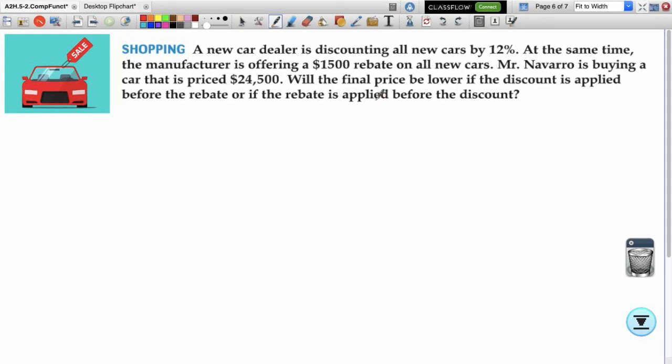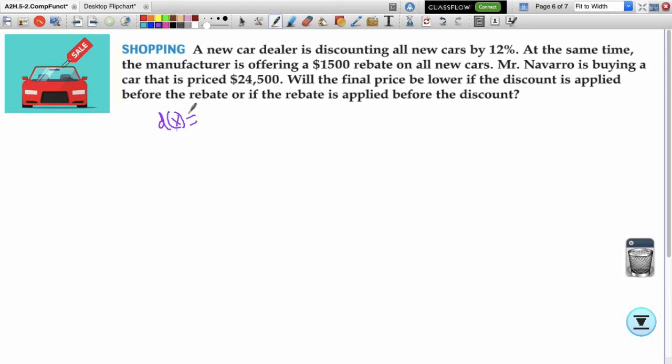So let's think about an equation, keeping this out of it for now, okay? Let's come up with an equation that's going to have our original price discounted first, and then the actual rebate on the car. So let's do a function for the discount, and we'll use x being the price of the car. We know our x is going to be this eventually.